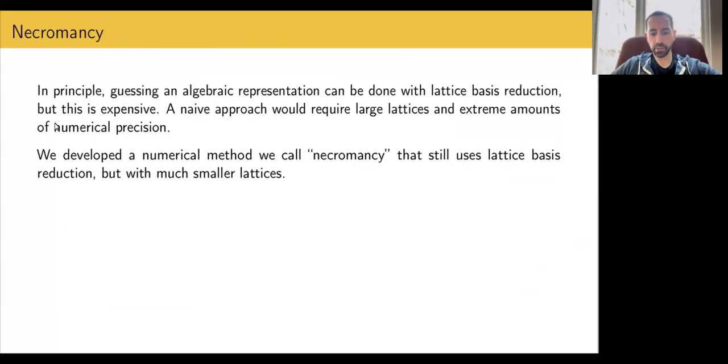I see I'm running short on time. So in principle, we can do this sort of guess and check procedure using lattice basis reduction. You round it into a lattice and clear a bunch of denominators, and you round it into a lattice generated by this vector space like Q adjoin a few different roots of some polynomials. If you do this naively, it's extremely expensive. So what we've done is develop something that we call necromancy that still uses this notion of lattice basis reduction, which is quite numerically expensive in general, but we can get away with much smaller lattices.